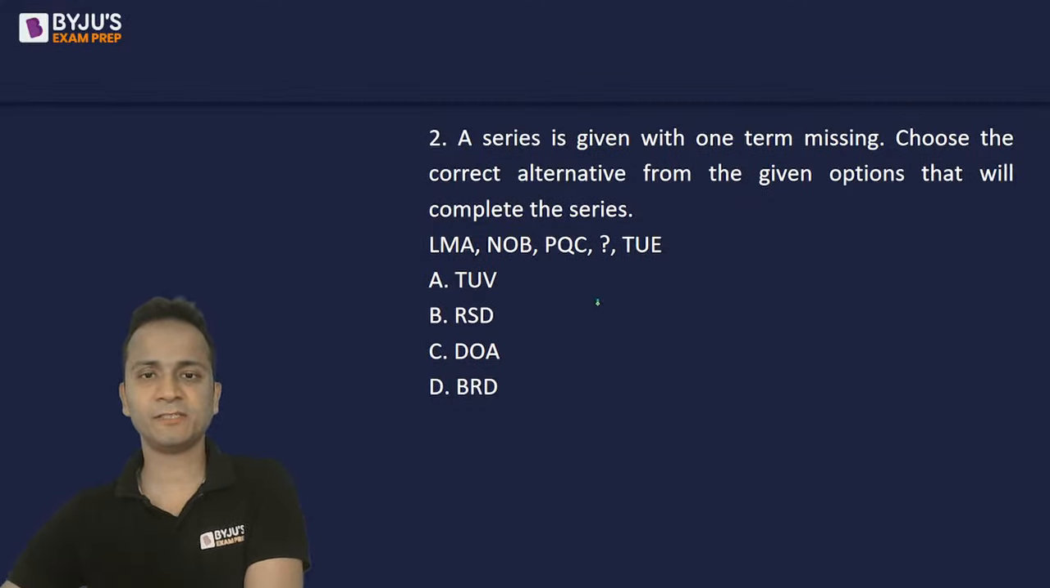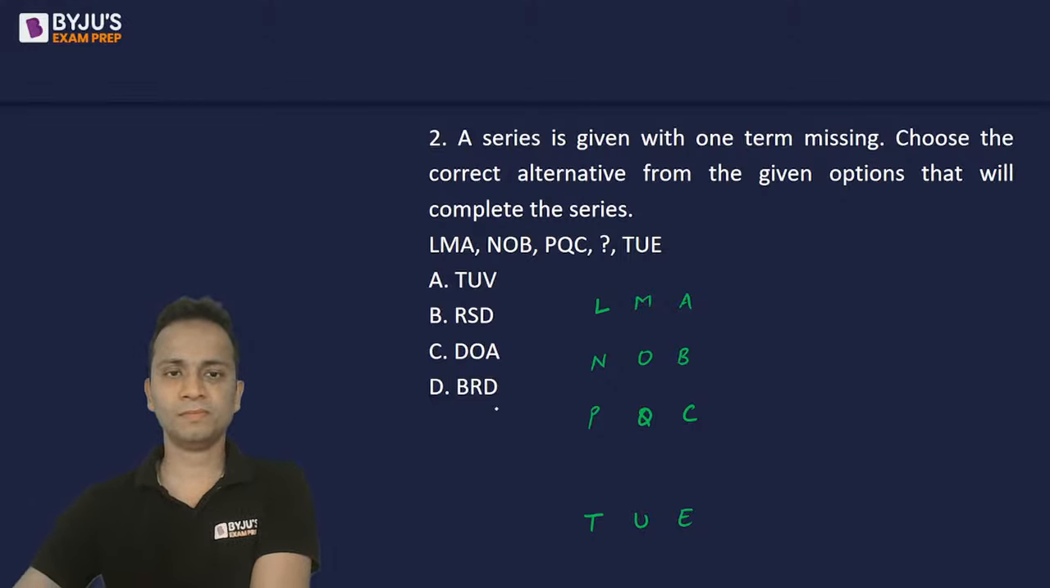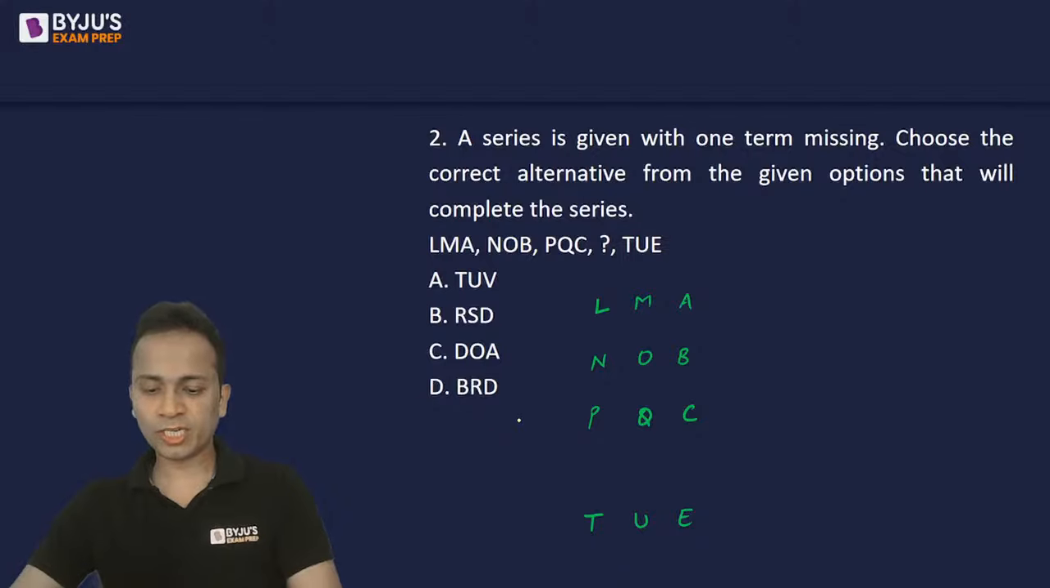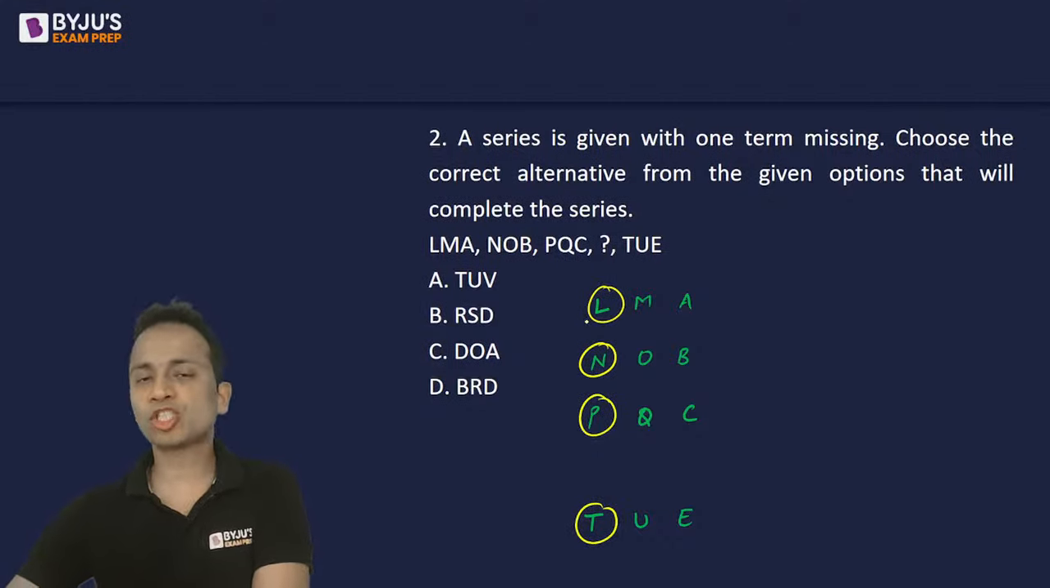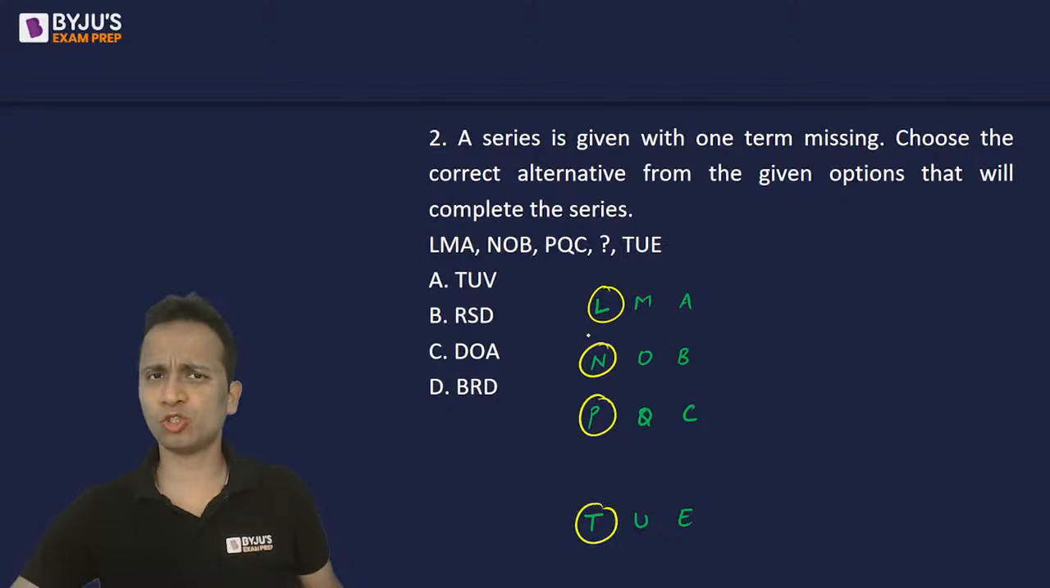All right, nice. It should not take a lot of time here. I just check the first alphabet of all these terms. L plus 2 is N, so L and N are separated by only one alphabet. N plus 2 is P.